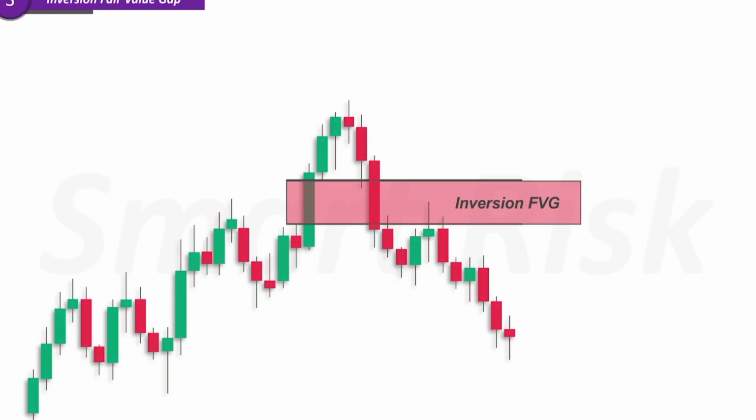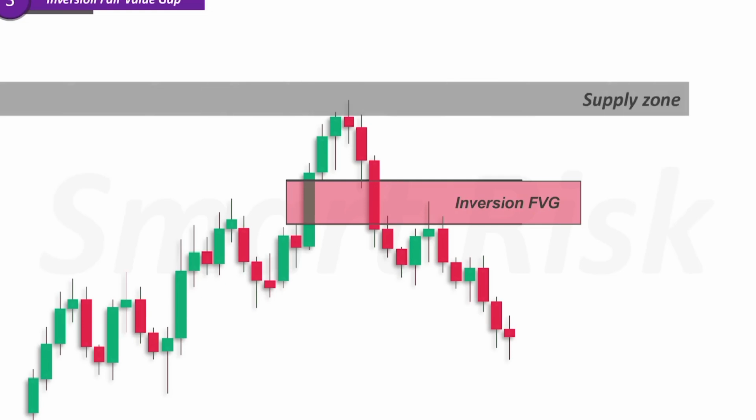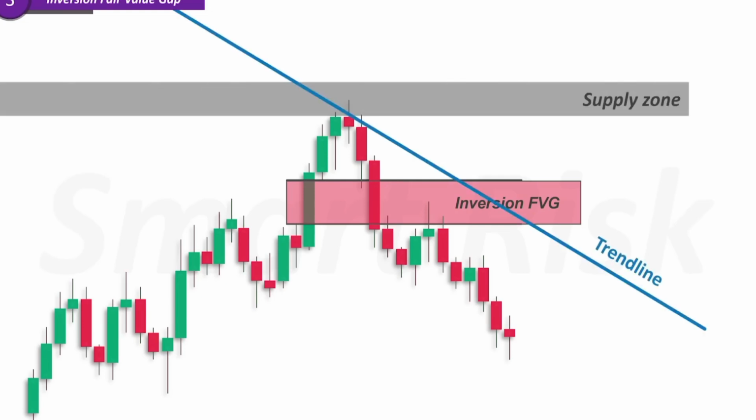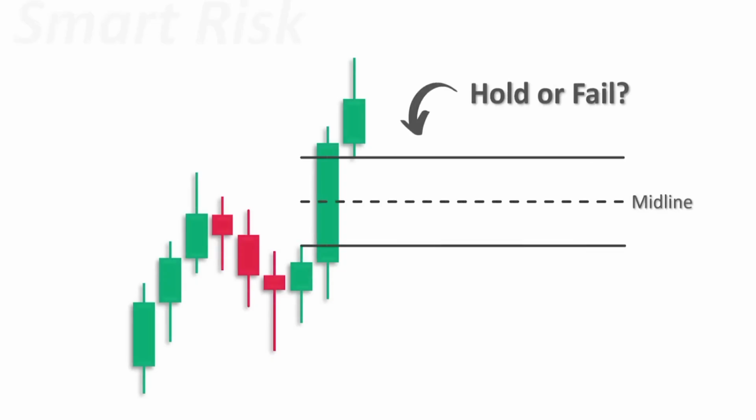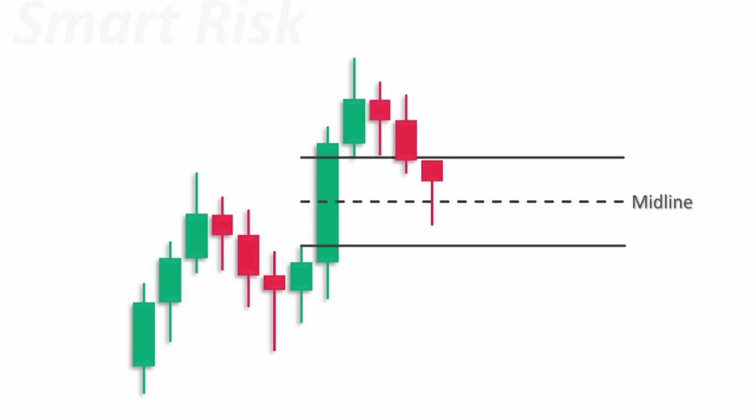For example, if an inversion FVG occurs after touching a higher time frame key level or a higher time frame trend line, it has a higher chance of working out. Now, here's an extra tip to know whether an FVG is going to hold or fail. The midline of the FVG is very important. What I like to see with the midline is that the price comes down and respects this level, then moves higher. But if the price comes and violates this level, I can expect it to move lower, disrespect the fair value gap, and create an inversion.